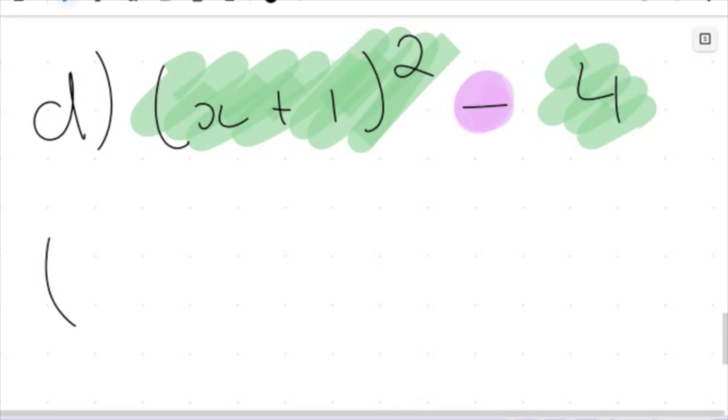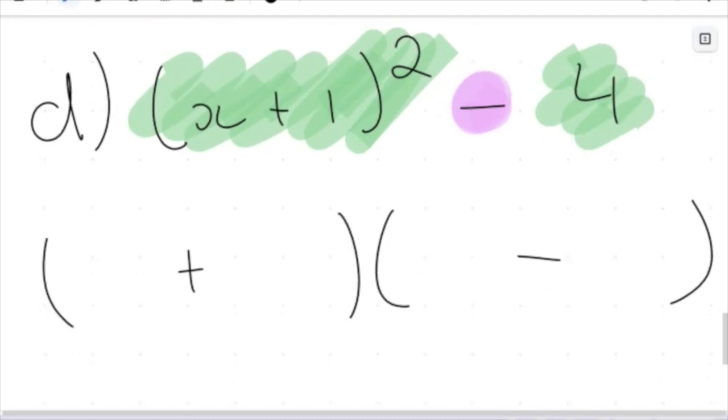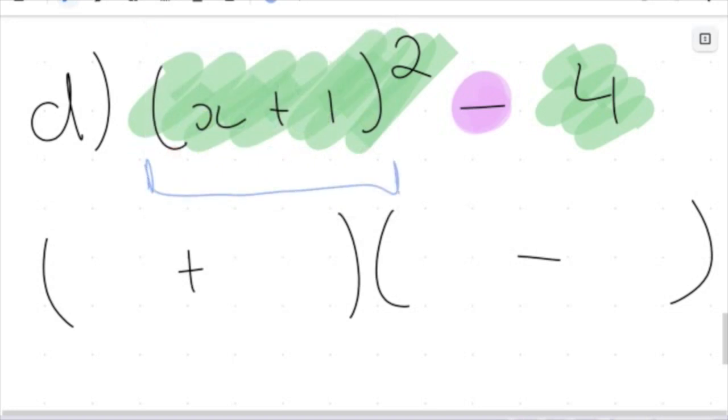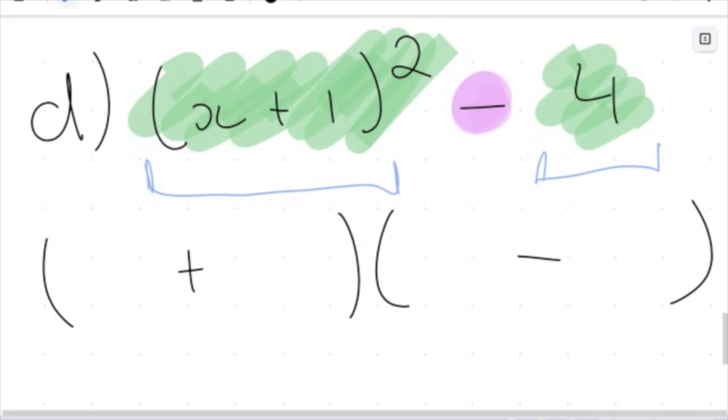So in my brackets, I'm going to write, okay, I have my plus, my minus. So I'm going to factorize this. What I'm going to do here is I've written what I need to do. And what I'm going to do now, if you remember, I'm going to find the square root of this as well as the square root of this. I'll start with the 4 because that's easier. So square root of 4 is 2, square root of 4 is 2.